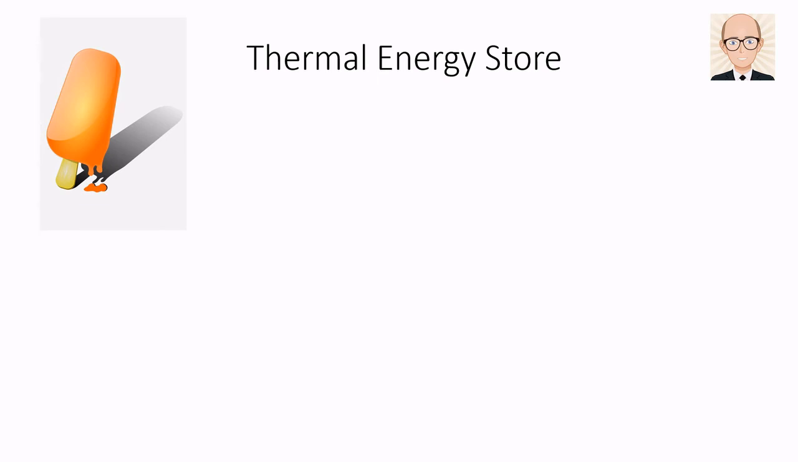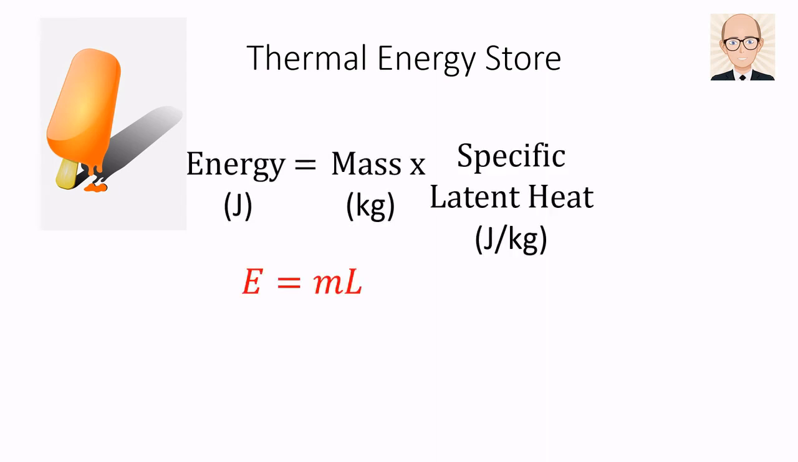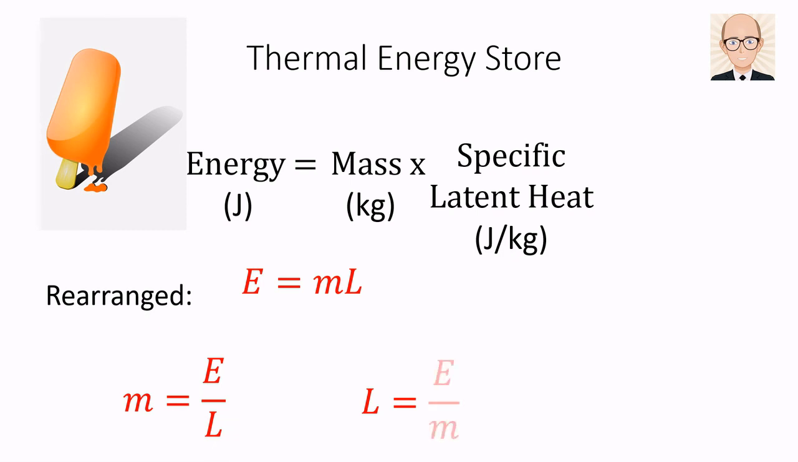Specific latent heat is a measure of the quantity of energy it takes to change the state of a kilogram of a substance from a solid to a liquid, for example. The energy required to melt a substance then can be calculated as mass times specific latent heat, or E equals mL. Rearranging gives us m equals E divided by L, or L equals E over m.